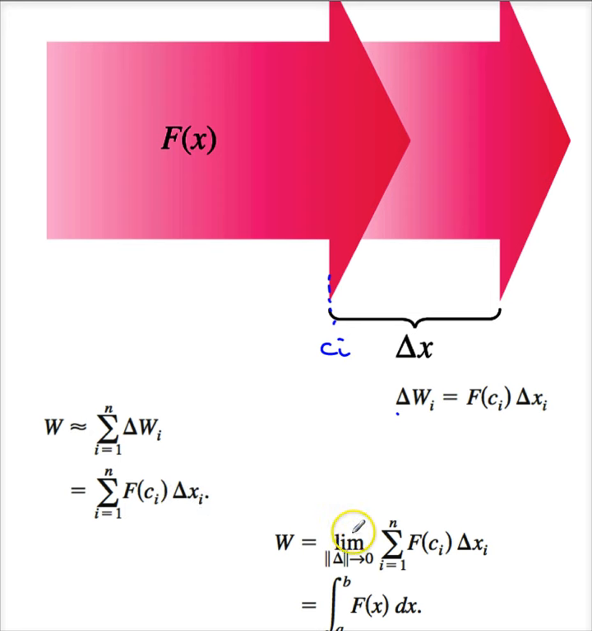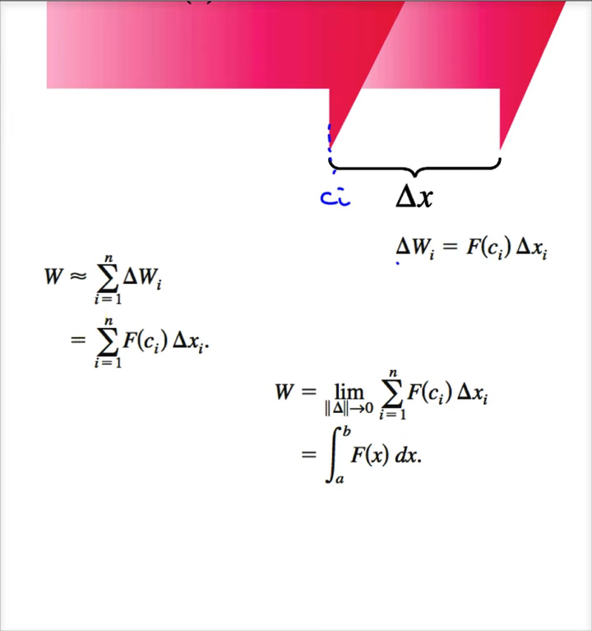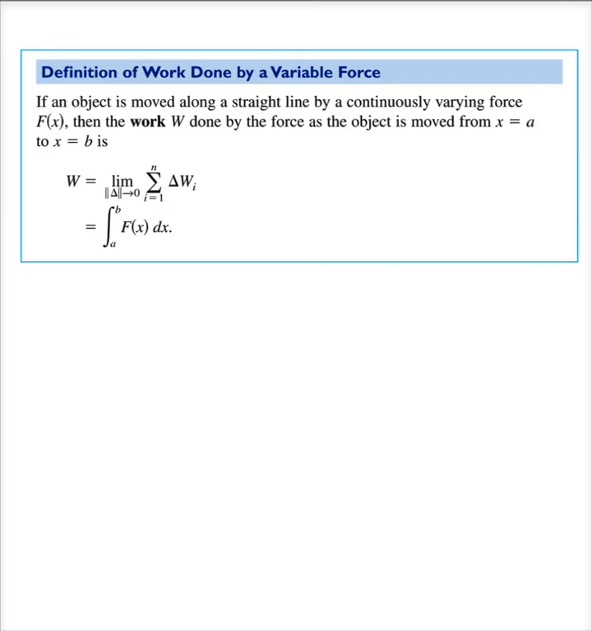If I take the limit as the partition goes to 0, I get the integral from a to b of f of x dx. As it turns out, that is how we define work done by a variable force moving the object from x equals a to x equals b.